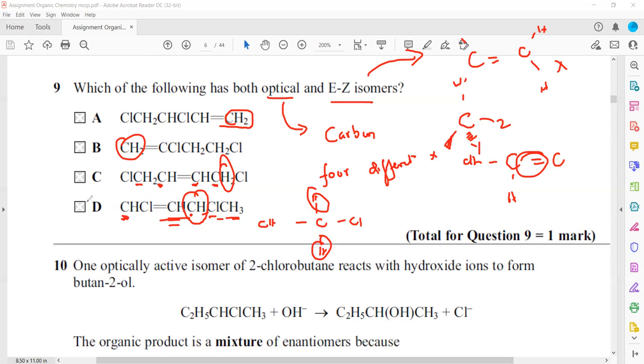So that's why this will exhibit both optical and geometrical isomerism. Is it clear? That's why D is the right answer. If you want to check the optical isomer, you should check that four different groups must be attached. If you want to check the geometrical isomer, there should be a carbon-carbon double bond and different groups should be attached to the carbon atoms.